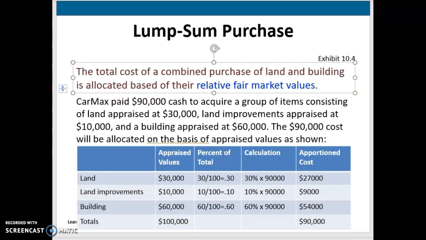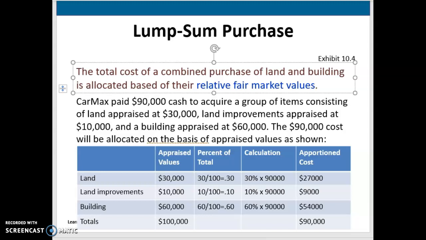All right, so let's continue on with this one. You can see that I made some changes on the screen, and that was because the example that the book provided actually was incorrect. So I wanted to show you a lump sum purchase, and I wanted to show it to you correctly so that it's easy to follow along the next time.